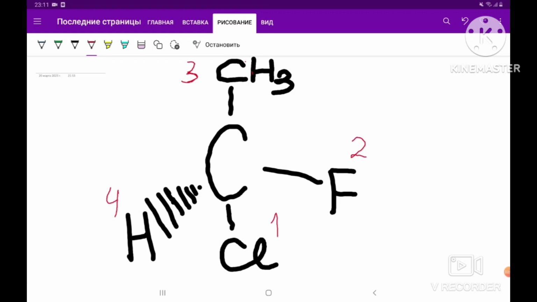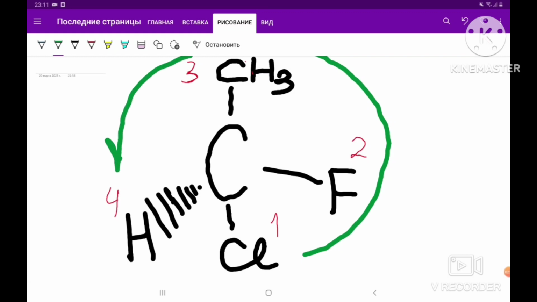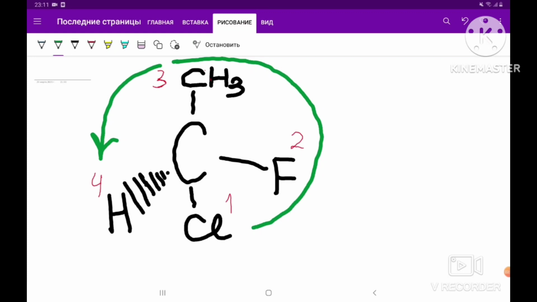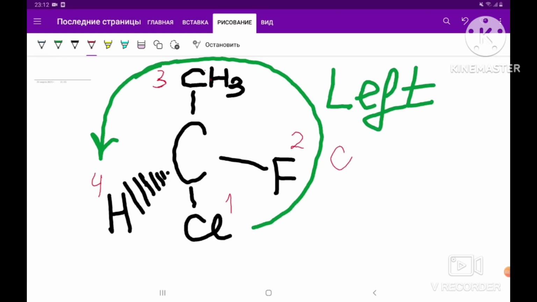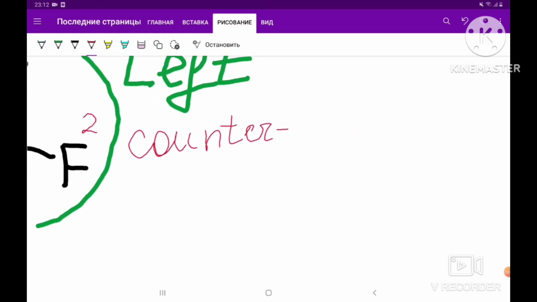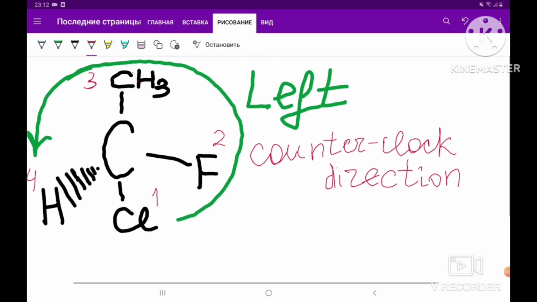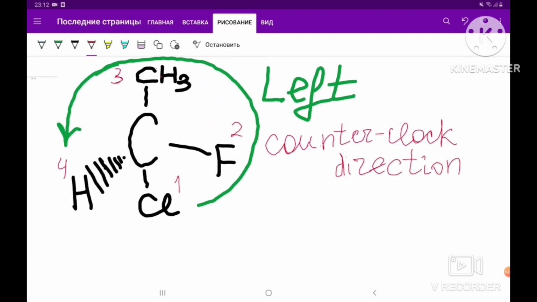Now if we put the arrow in the direction from 1 to 4, we see that it goes in the counterclockwise direction. It goes from right to left. So it's a counterclockwise direction, left. It means it will be the S configuration. Okay. As you see, that's actually not so difficult.